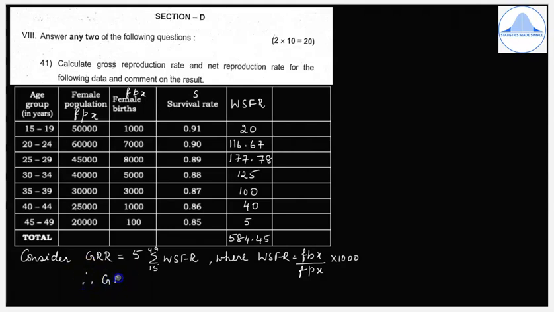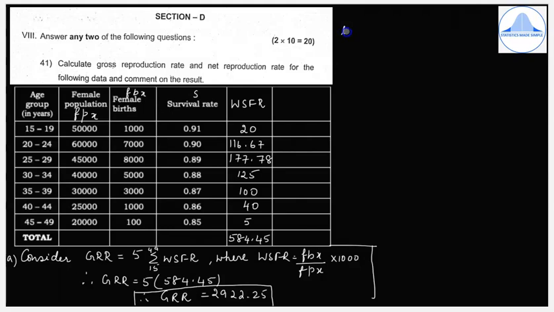Therefore, GRR is equal to 5 into 584.45. So therefore, GRR is equal to 2922.25. So that is the gross reproduction rate.